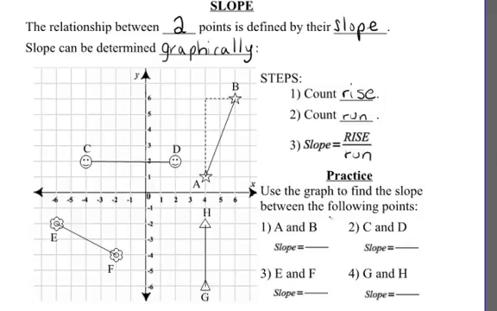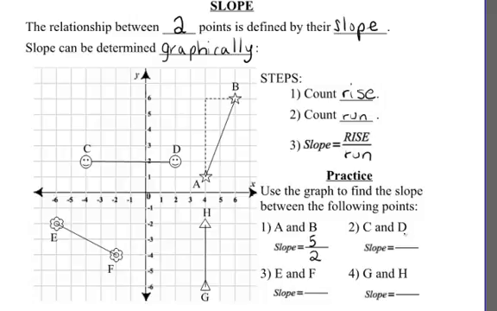Okay, so let's practice. We have points A and B form this line segment AB here. So let's calculate the slope. How far do we have to rise from A to get to B? 1, 2, 3, 4, 5. Okay. How far do we run? 1, 2. So our slope is 5 over 2. Okay?